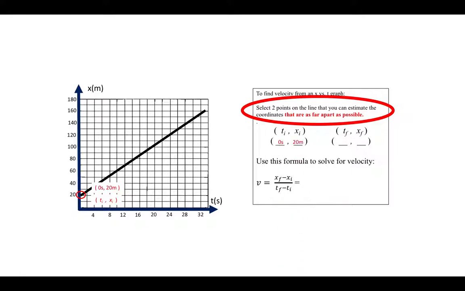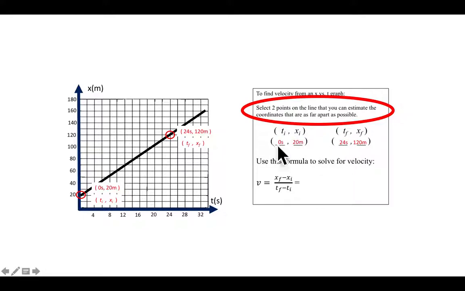So next we're ready to find final position and final time. And so we want to look far along the graph. We don't want to choose something that's up here close. We want to look at something that's far away because that will give us a better quality result. So I would suggest that a good point is this one right here. At 24 seconds, the position is 120 meters. So 24 seconds, 120 meters is the value that you can use for TF and XF. So that value will then slide over in this position.